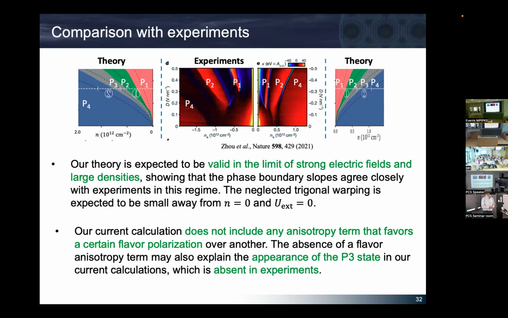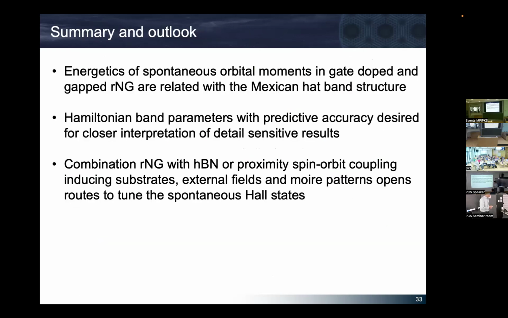Okay, so this is a comparison with experiments. The scales of the comparisons are similar, but of course in experiments we have a large electron-hole asymmetry, and we are leaving out many different contributions coming from the remote hopping terms in the band structure. And one particular missing point is that in theory we see the P3 phase, but this P3 phase is absent in the experiment. Okay, so this is a summary and outlook.